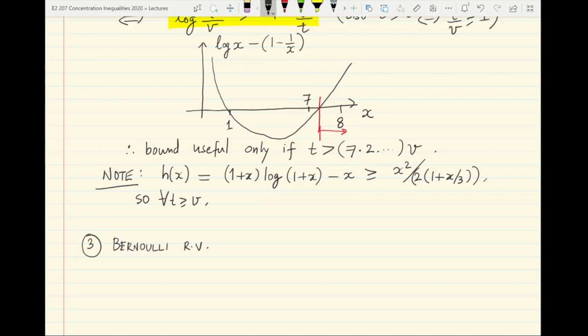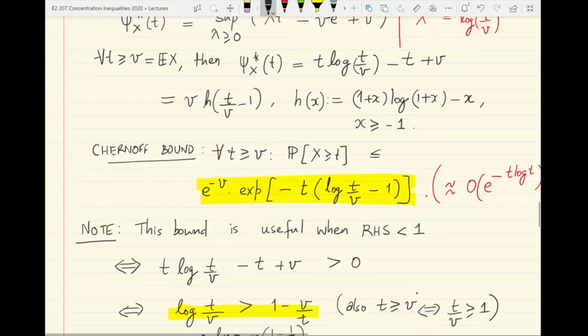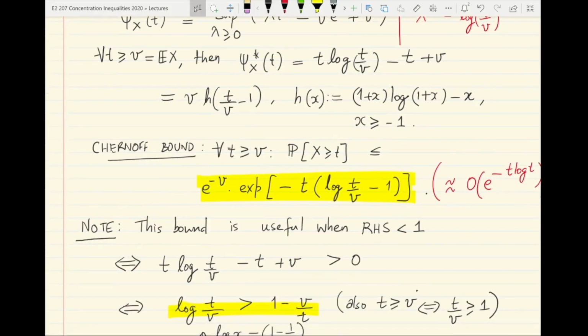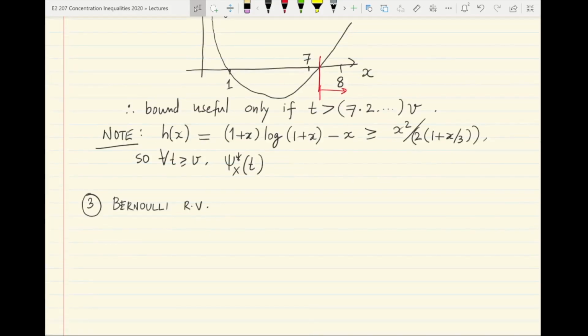So for all t greater than or equal to v, Cx star of t, which was just v times h of t by v minus 1, you can lower bound as v by 2 into t by v minus 1 the whole square, divided by 1 plus 1/3 of t by v minus 1.